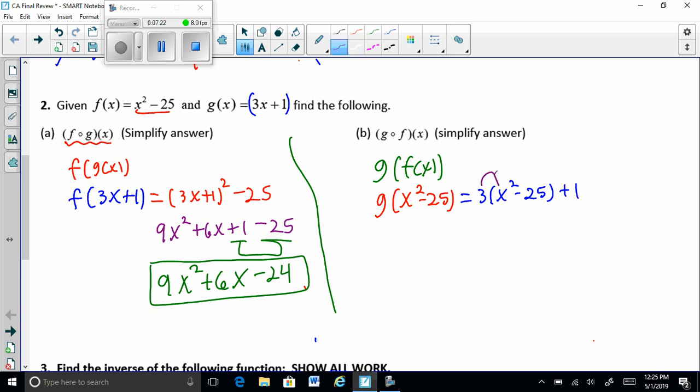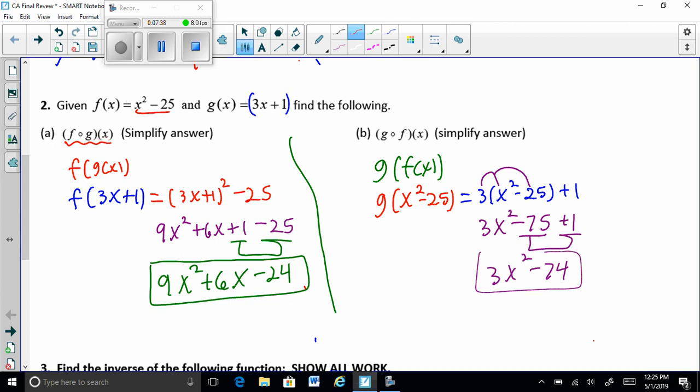So we're going to go ahead and distribute that 3. So 3x squared minus 75 plus 1. And then we'll go ahead and add that together. So 3x squared minus 74. And there you go.